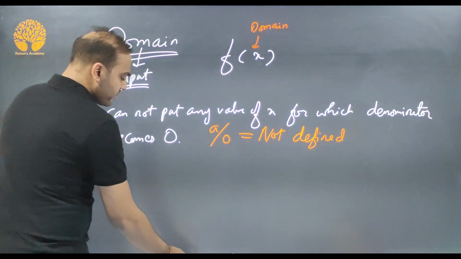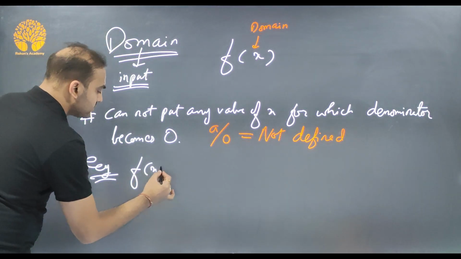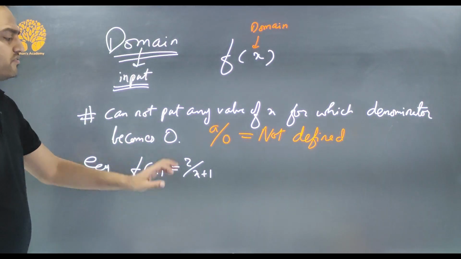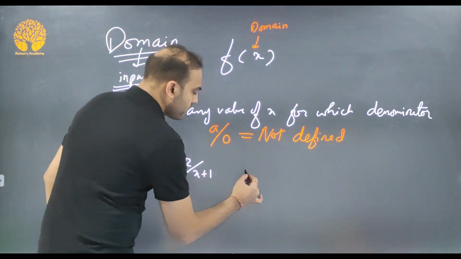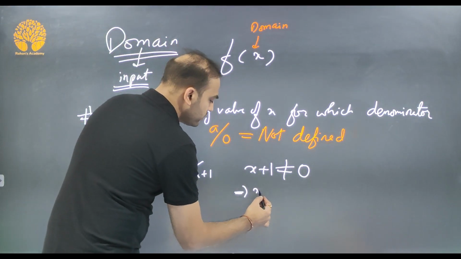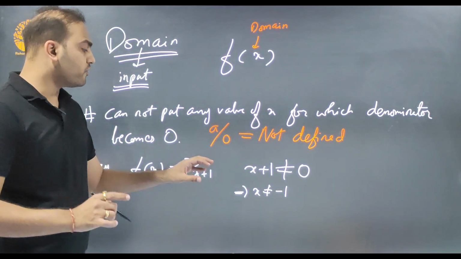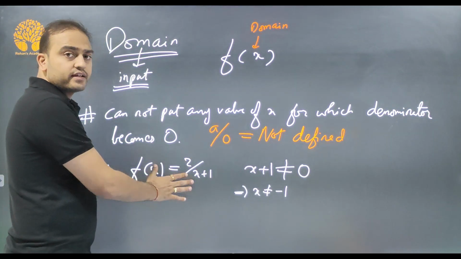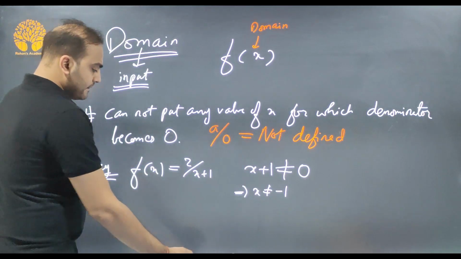Let's look at a couple of examples here. Say f of x is 2 by x plus 1. Now if we want to know the domain of x, we simply say x plus 1 cannot be 0, which simply tells you x cannot be minus 1. So you can put any value of x you want except for minus 1. You put 2, 3, 4, minus 10, minus 100, minus 20, you keep getting some answer. You cannot put minus 1.